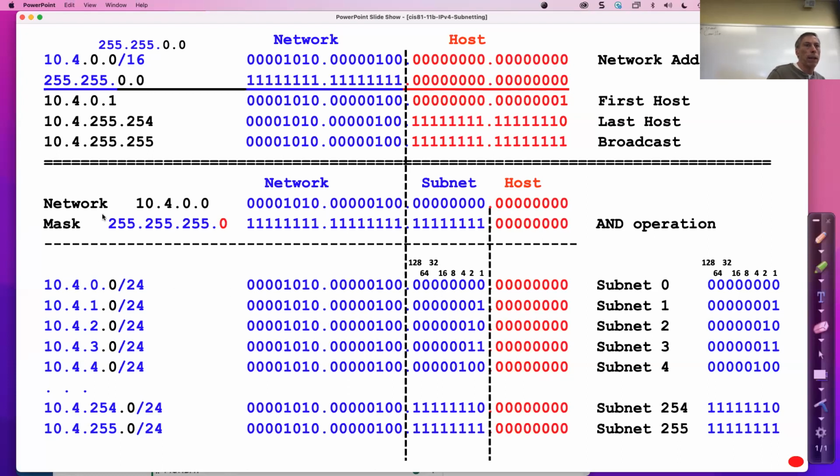Okay, so that's where I get, by extending it by 8 bits, this third number here is now part of the network portion. But I can manipulate that. Okay. So maybe I'm a company that got this address, 10.4.0.0, from my ISP.